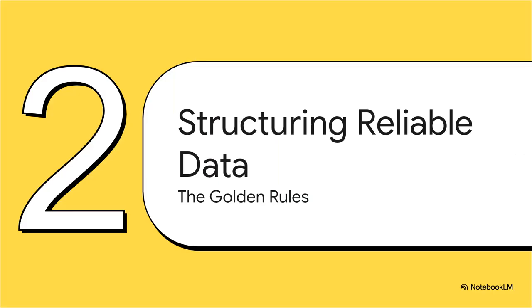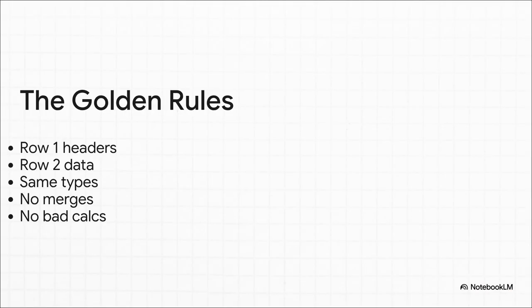Moving on to structuring for reliable data, let's talk about the golden rules. To guarantee bulletproof data reliability, we have to adopt some rigid, but honestly liberating, rules. 1. Clean headers in row 1. 2. Data starts exactly in row 2. 3. Consistent data types in every single column. 4, and this is a big one, absolutely no merged cells. And 5, no calculations that'll break if a script adds a new row.